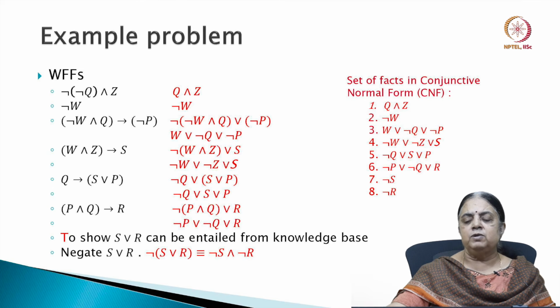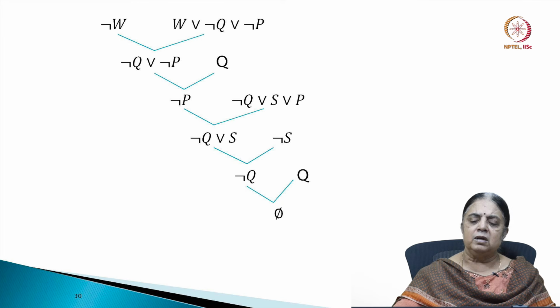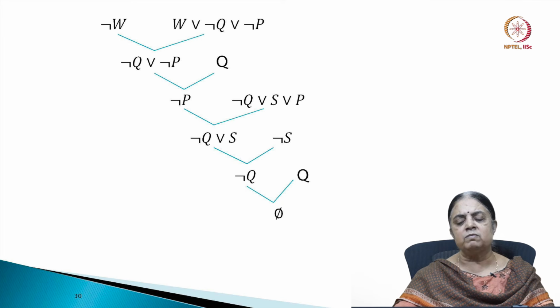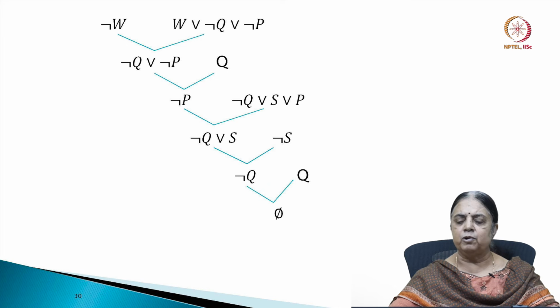So what you have to do with this is start using resolution. Suppose I choose two sentences, say 1 and 5. I can combine 1 and 5 because this has Q and this has not Q. So you can combine them to get a new sentence or new inference. And you can keep doing that. Finally, if you come to a nil clause, then you can stop at that point in time.